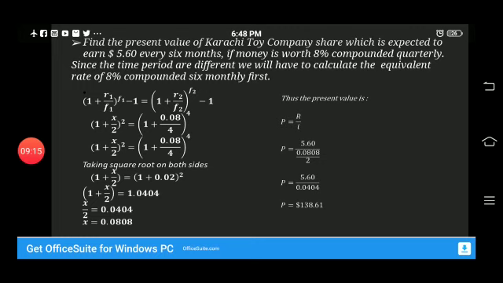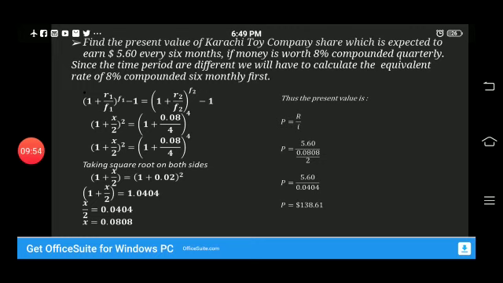Solution, what is the solution of this? Since the time periods are different, we will have to calculate the equivalent rate of 8% compounded 6 monthly first. So we use the formula of equivalent rate of interest, that is (1 + R1/F1) raised to the power F1, minus 1, is equal to (1 + R2/F2) raised to the power F2, minus 1. So 1 plus R1, we do not know R1, so that is X over 2 because it is compounded semi-annually, and the second one is compounded quarterly, so 0.08 divided by 4.